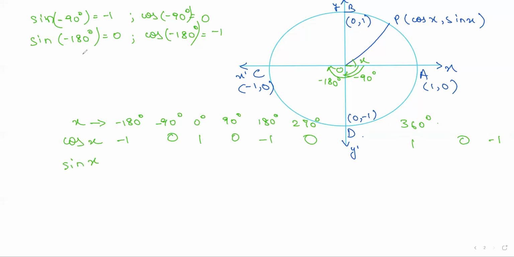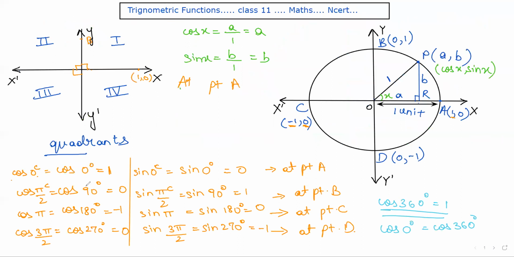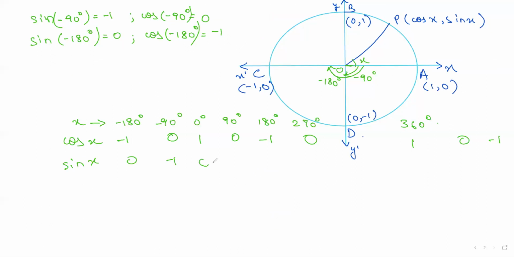Sine x. For minus 180 degree, you got 0. Then you got minus 1. For cos 0, for sine 0, you got 0, 1, 0, minus 1. Then again 0, because these both values will be the same. Your angle 0 degree is equal to 360 degree. Then minus 1, 1, 0, and so forth. So you have 0 once, and then minus 1. Then you have 0, then 1. Then 0, minus 1, 0, 1, 0, minus 1.